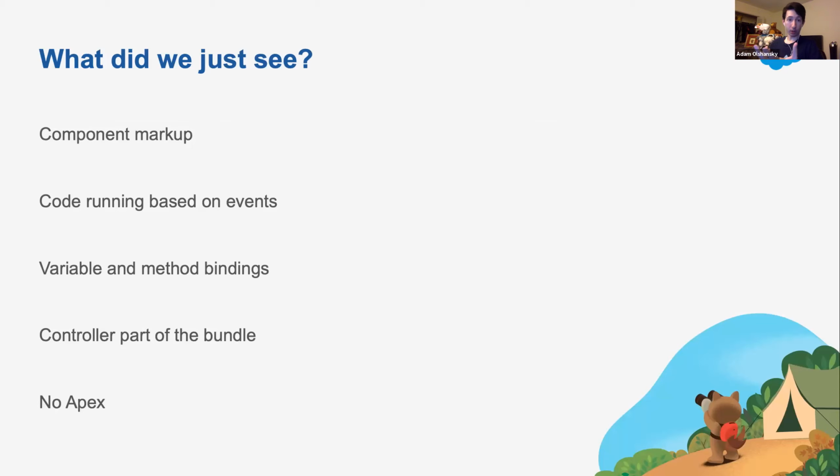All right, so what did we just see here? We saw component markup, which we've seen before in Visualforce. We've seen code running in response to events, which again, we've seen before in triggers. We saw variable and method bindings that we're already familiar with. We saw that our controller is part of the bundle, so we didn't have to tell it what controller to talk to. And again, we saw no Apex at all in our Lightning Web Component.